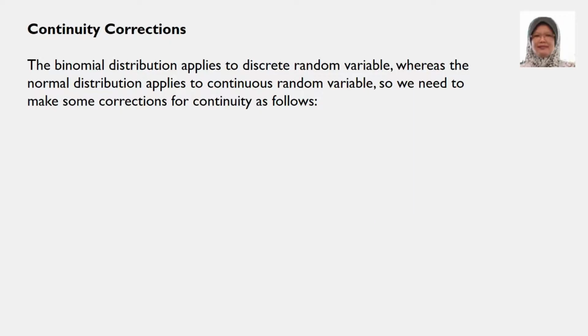Okay, continuity correction. The binomial distribution applies to a discrete random variable, whereas the normal distribution applies to a continuous random variable. So we need to make some correction for continuity as follows.